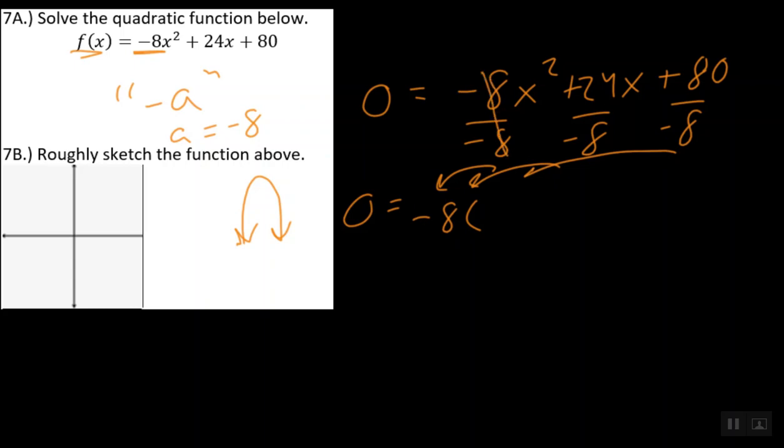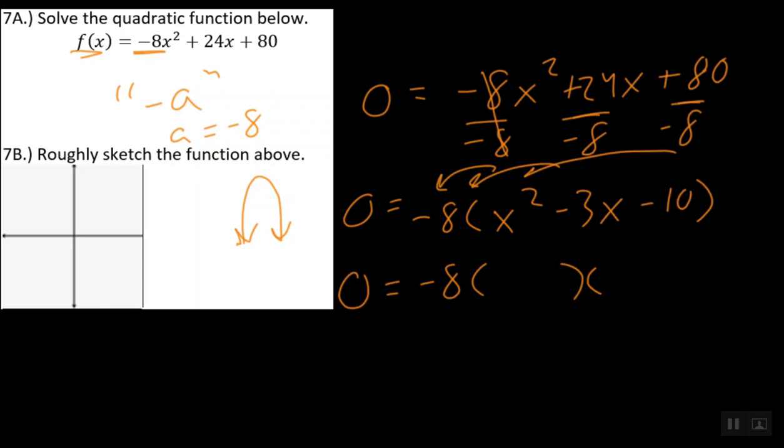Negative 8 divided by negative 8 is 1x squared. 24 divided by negative 8 is negative 3x. And 80 divided by negative 8 is, in fact, negative 10. Okay, so now I can write 0 equals negative 8 parentheses, parentheses. And I know, of course, x squared breaks down into x and x. And remember, this one was the tricky one, negative 10.